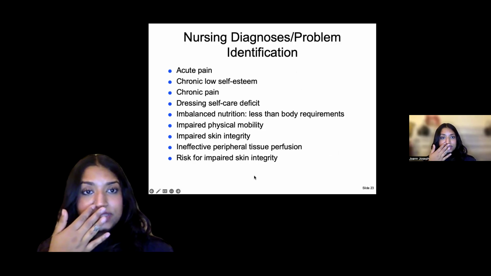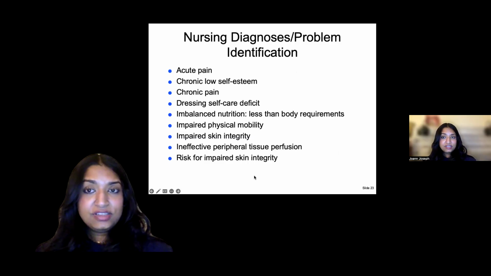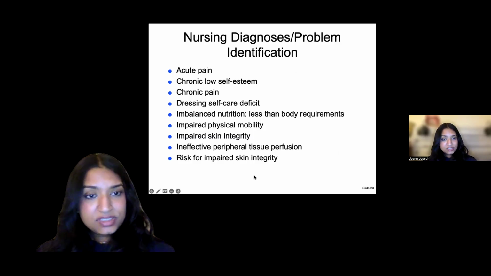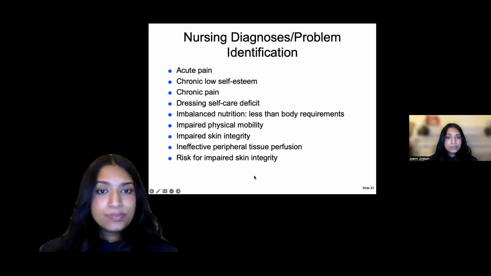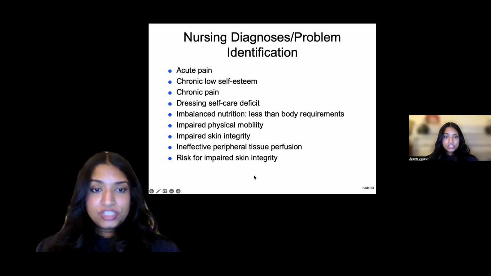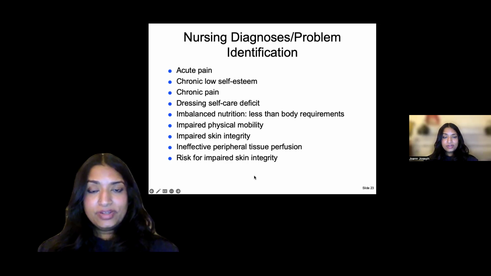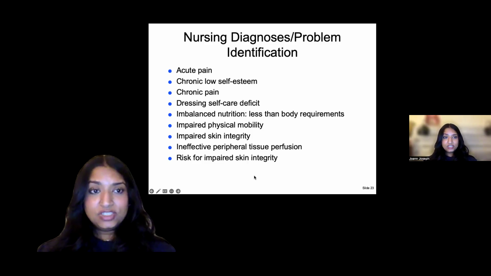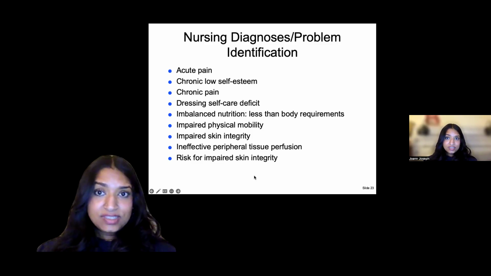So nursing diagnosis and problem identification: acute pain, chronic low self-esteem, chronic pain, dressing self-care deficit, imbalanced nutrition, lessened body requirements, impaired physical mobility, impaired skin integrity, ineffective peripheral tissue perfusion, risk for impaired skin integrity. So think about different ways that you would individualize a care plan for a patient. This is not just a list that would go for everybody.